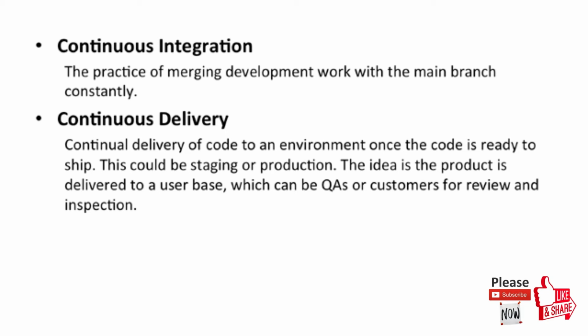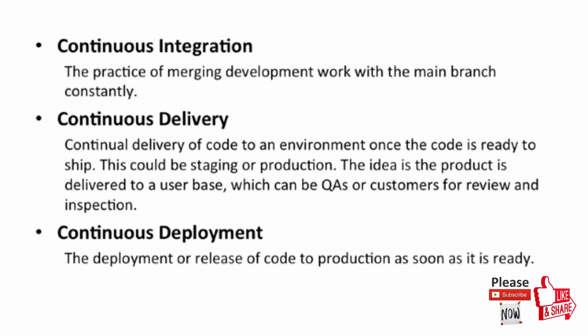But the idea is the product is delivered to a user base for review and inspection, which can be QAs or customers. Unit tests during continuous integration cannot catch all the bugs in business logic, particularly design issues. This is why we need a QA or staging environment for testing. Continuous deployment is the deployment or release of code to production as soon as it's ready. Continuous deployment requires continuous integration and continuous delivery. Otherwise, the code quality won't be guaranteed in the release.